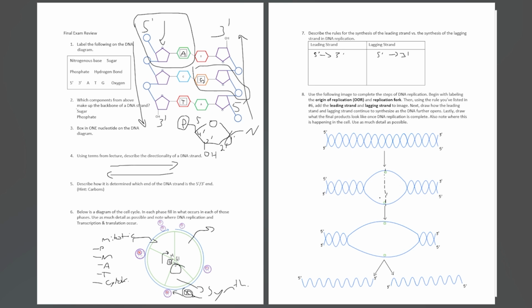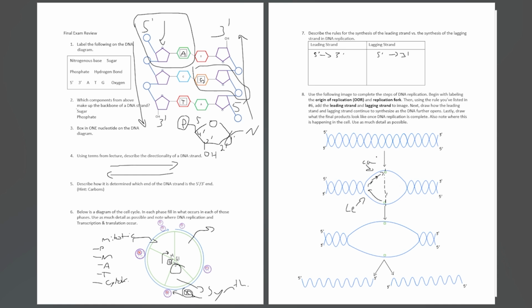So we have to pay attention to where we're going. If we're going into the replication fork, that's the leading strand. If we're going away from the replication fork, that's the lagging strand.